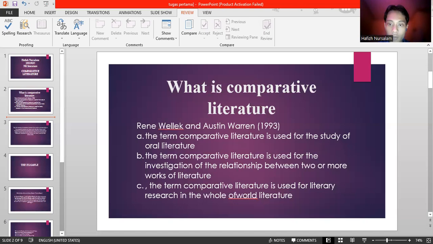And third, the term comparative literature is used for literary research in the whole of world literature, general literature, and universal literature. The term comparative literature is equated with a true literary study. The term world literature implies that what is studied is literature of five continents, ranging from New Zealand to Iceland. General literature studies literary movements and schools that transcend national boundaries. The concept of universal literature sees that literature still needs to be seen as a totality.